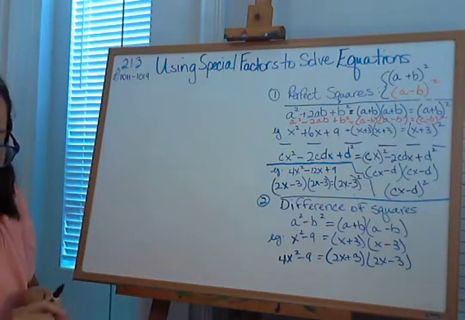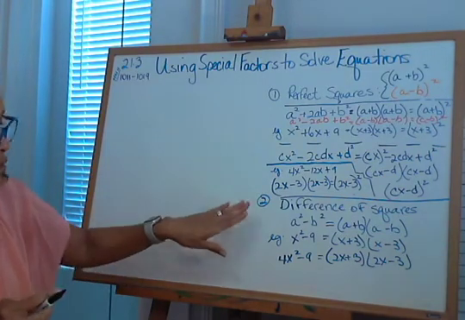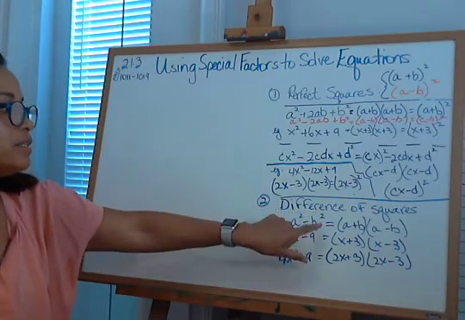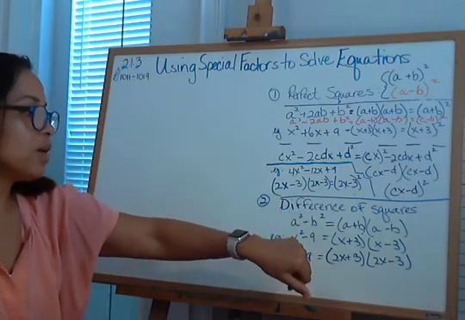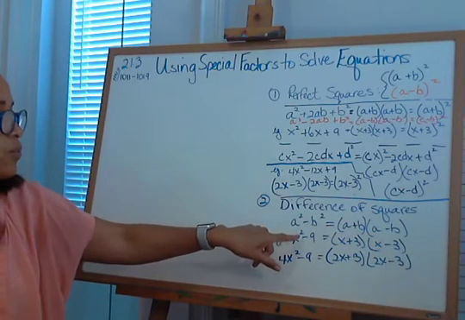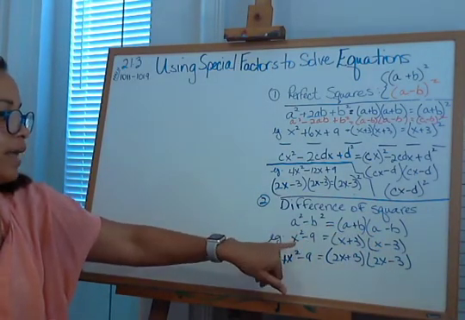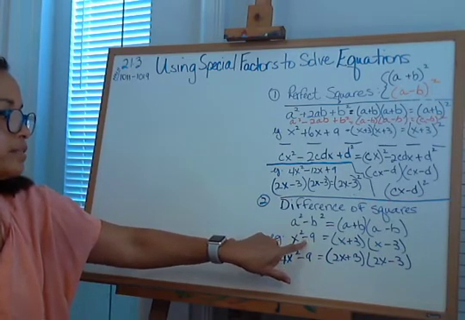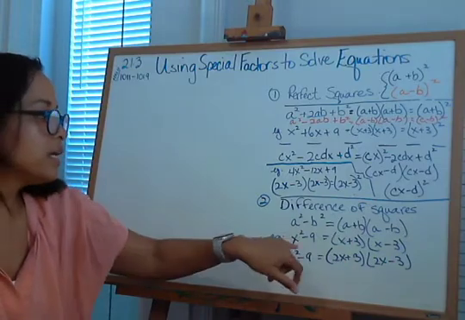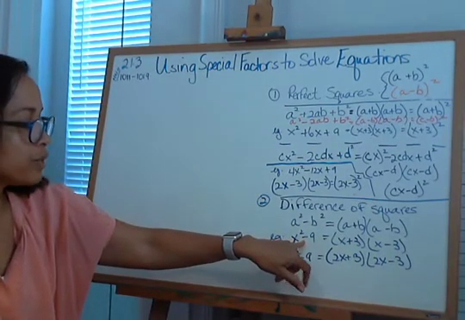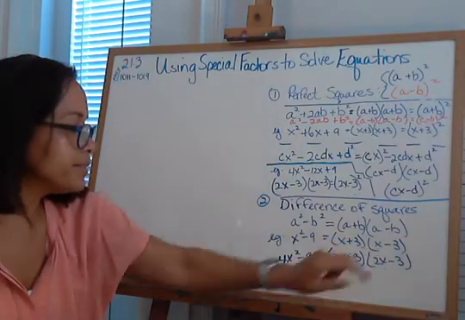I want to do the difference of squares, which is this one. It says a squared minus b squared is equal to the quantity a plus b times the quantity a minus b. The example, x squared minus 9. Well, x squared is a square, and 9 is a square, and there's a minus. So x, and what do I have? The square root of 9 is 3, plus 3, and minus 3.